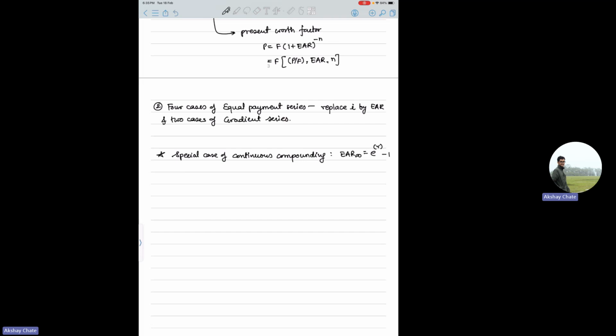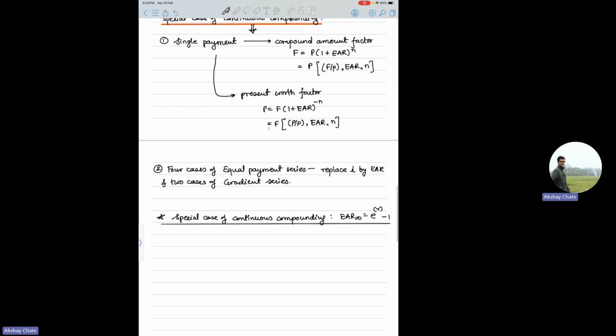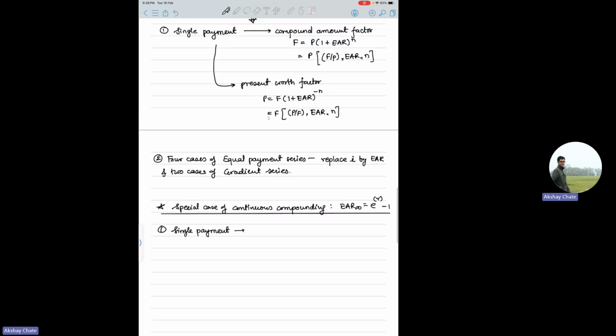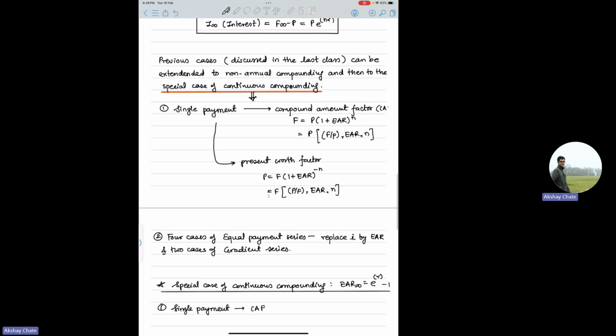Okay. So in this case, the formulas are different here because of this special case. What I mean by that is, you can take the single payment cases. So there are two cases, right, in single payment. First is the compound amount factor. Let's say I'll call it CAF, because we have already written all these things here.